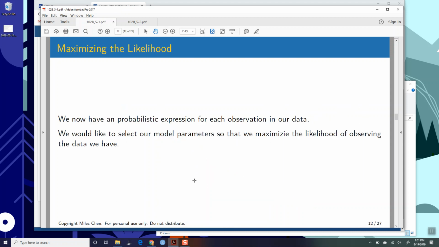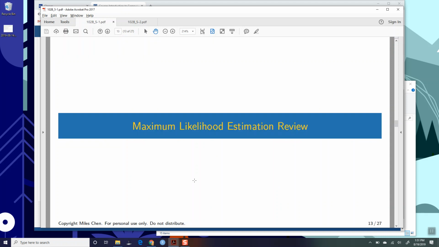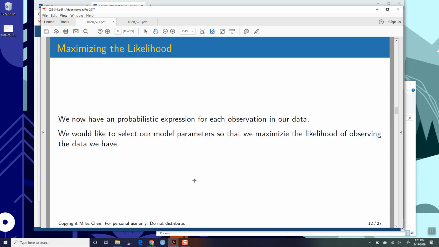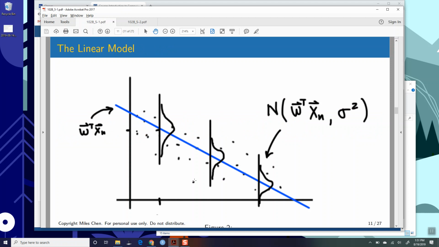And so what we want to do is estimate our parameters so that we maximize the likelihood of the data we have. This is the data we have. We want the model that's going to maximize this, because we don't want to think of ourselves specially. We just want to think that this is very likely data to come up.